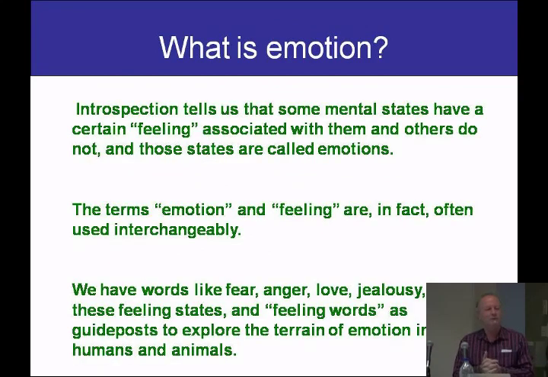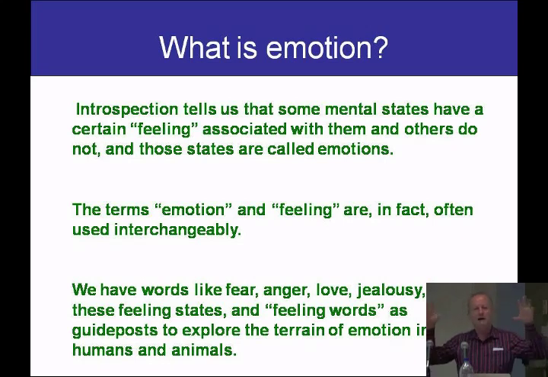Well, we start with introspection. We say introspection tells us that some mental states have a kind of feeling associated with them, and others don't. And those states that have feelings associated with them, we call those emotions. We use these terms interchangeably often. So we have words like fear, anger, love, jealousy for these feeling states. And then we use these feeling words, especially English words, as a guidepost to go looking for brain systems that make the feelings described by those words.